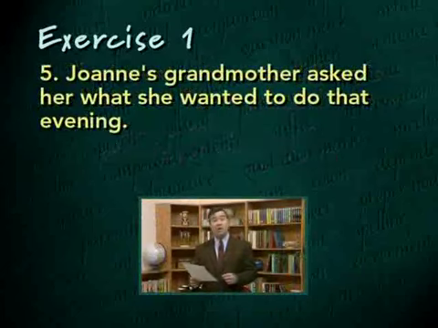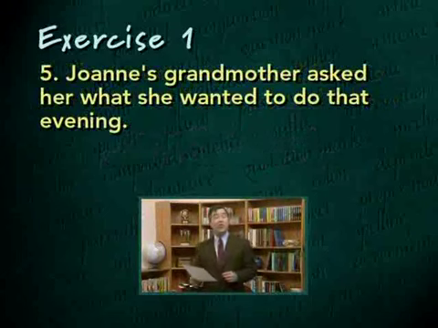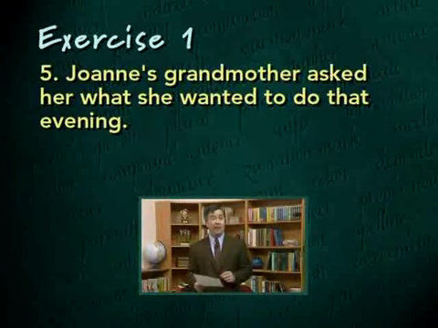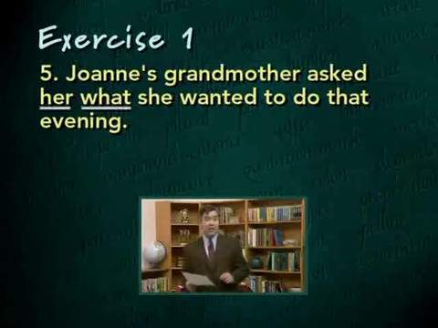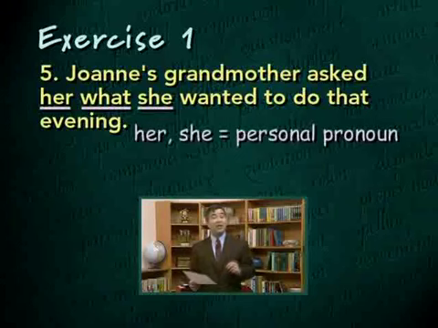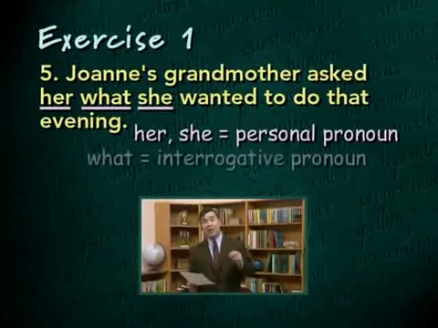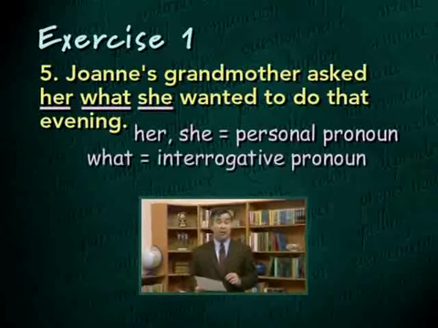Next question. Joanne's grandmother asked her what she wanted to do that evening. In this sentence, there are three pronouns: her, what, and she. Two of the pronouns are personal pronouns, her and she. The third pronoun, what, is an interrogative pronoun.